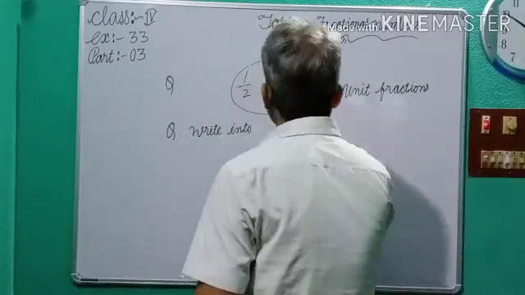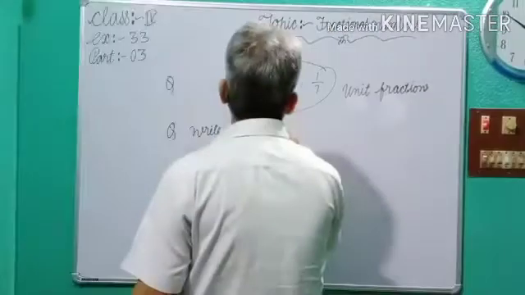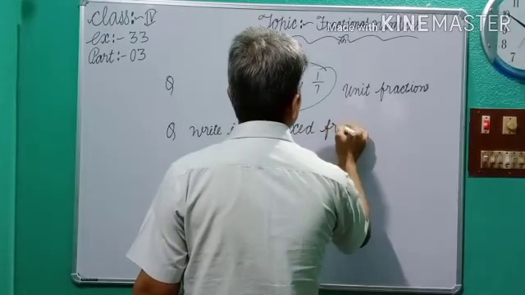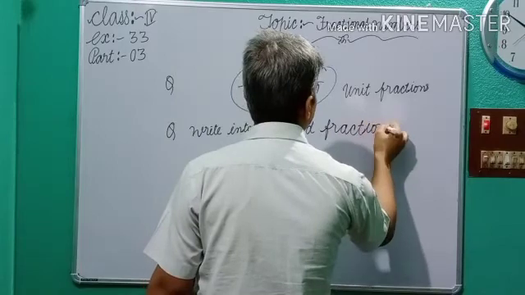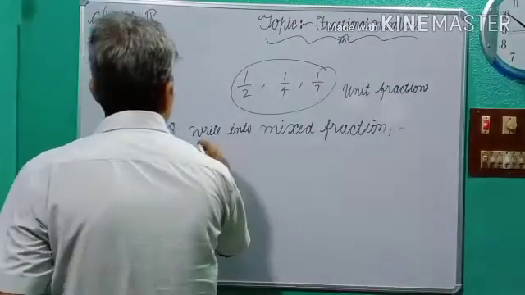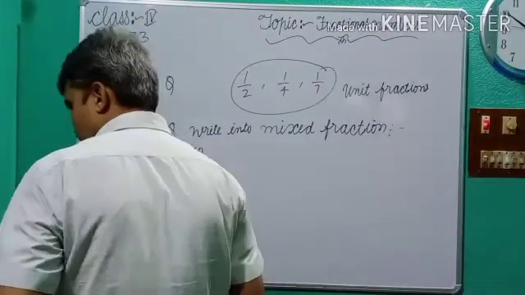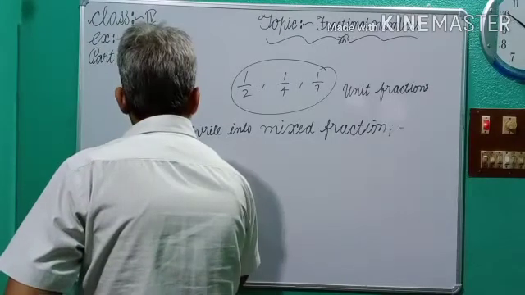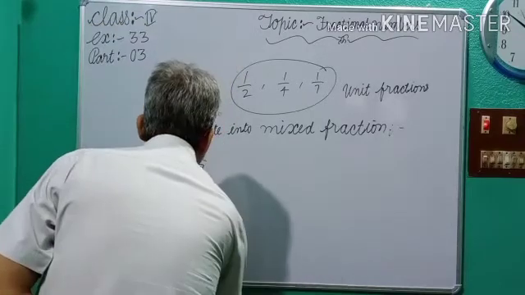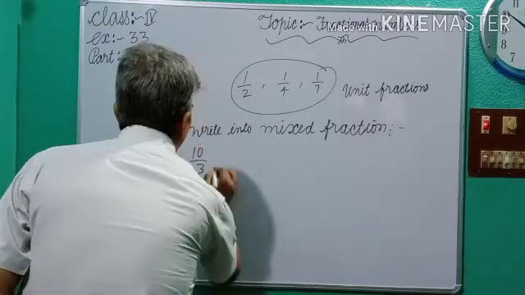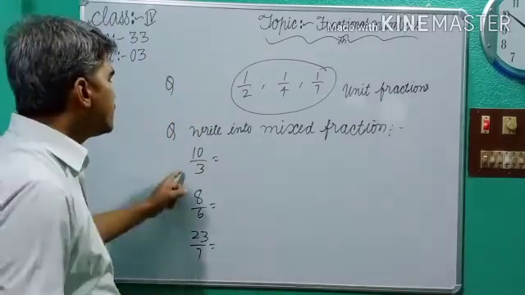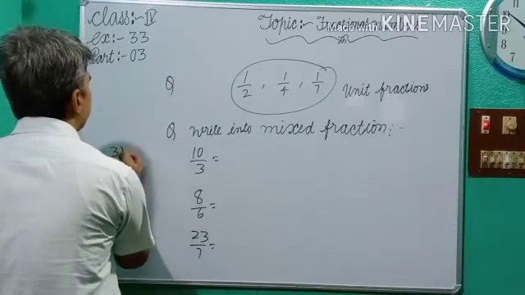write into mixed fractions. Next topic, write into mixed fraction. Dear students, first of all, I have taken some examples: 10 by 3, 8 by 6, and 23 by 7. All are improper fractions. At first, you divide 10 by 3.